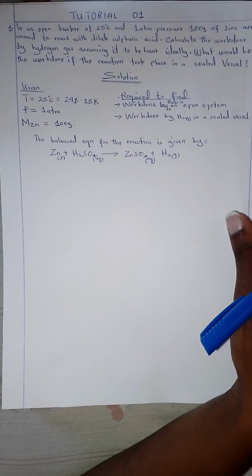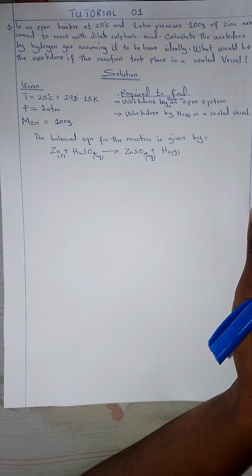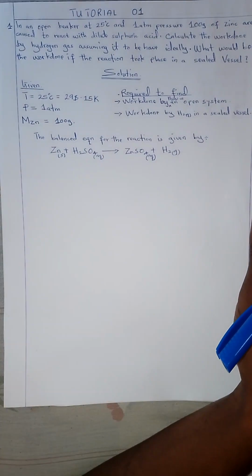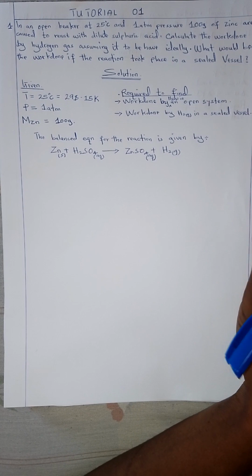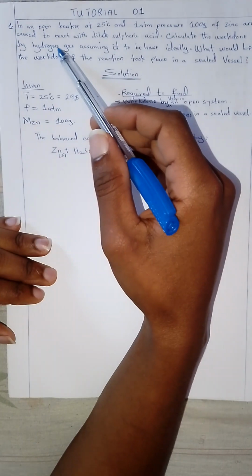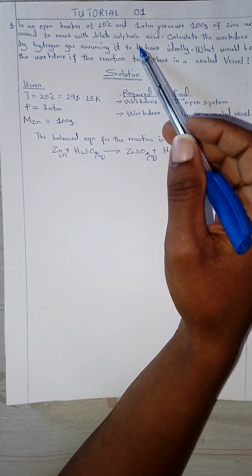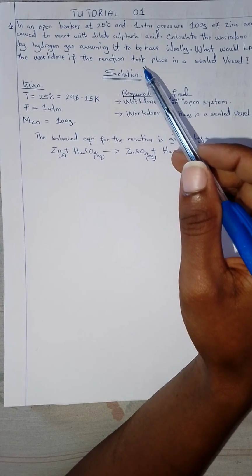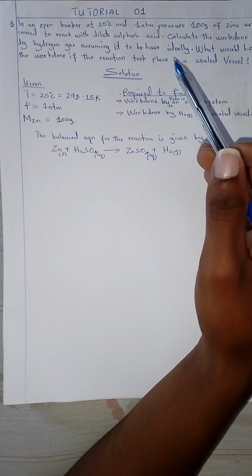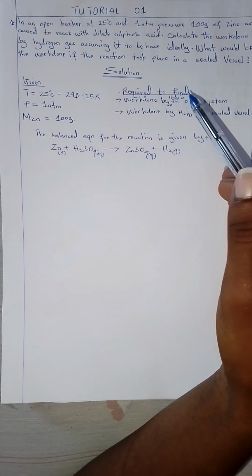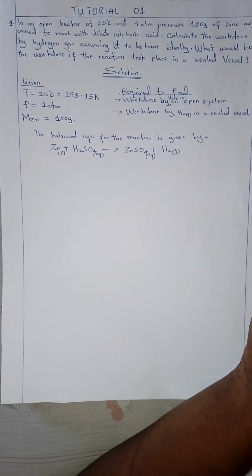This is our first tutorial, and question number 1 states that in an open beaker at 25 degrees Celsius and 1 atm pressure, 100 grams of zinc are caused to react with dilute sulfuric acid. Calculate the work done by hydrogen gas, assuming it to behave ideally. What will be the work done if the reaction took place in a sealed vessel?